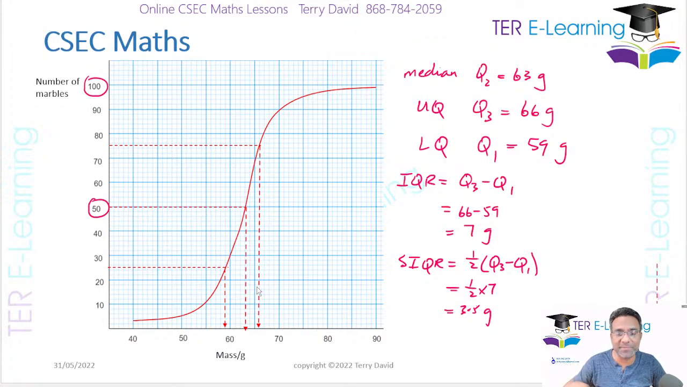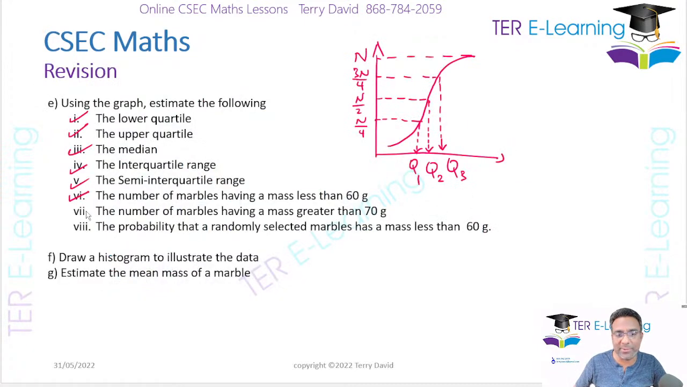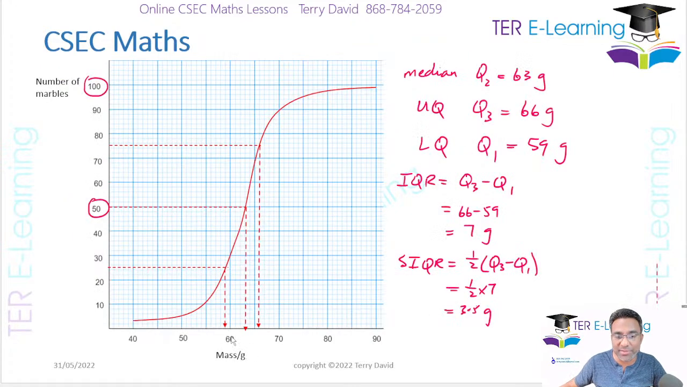It is 30. So here's what the question says: the number of marbles having a mass less than 60 grams. So what you have to do is go to 60 here and read that off from your graph. Let me get a line here and use a different color. Yeah, let's use green this time.